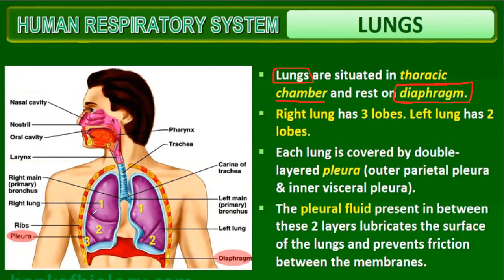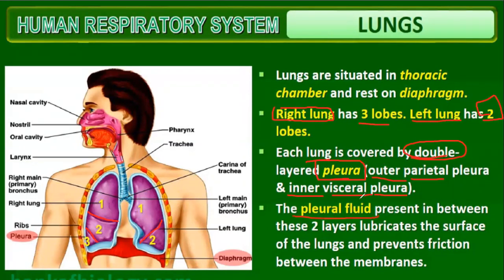The right lung has 3 lobes, whereas the left lung has only 2 lobes. That's a speciality. Each lung is covered by a double layered covering called the pleura. Pleura is a double membranous covering of the lungs. So you have the outer parietal pleura and the inner visceral pleura.